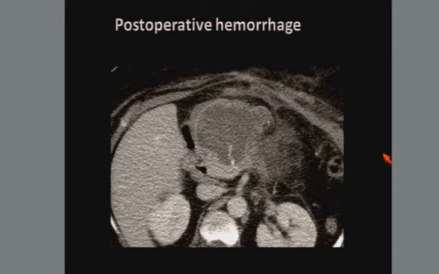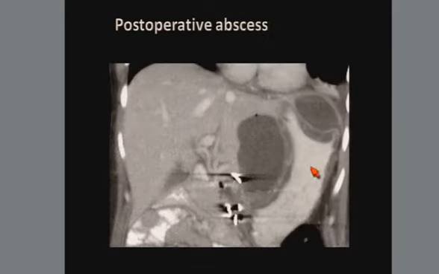Hemorrhage does not occur very often, but it can occur. I think hemorrhage is more likely to occur in the patient who's had pre-existing chronic pancreatitis because their blood vessels are more fragile than patients who haven't had that. And here's a hemorrhage with some active extravasation within it.